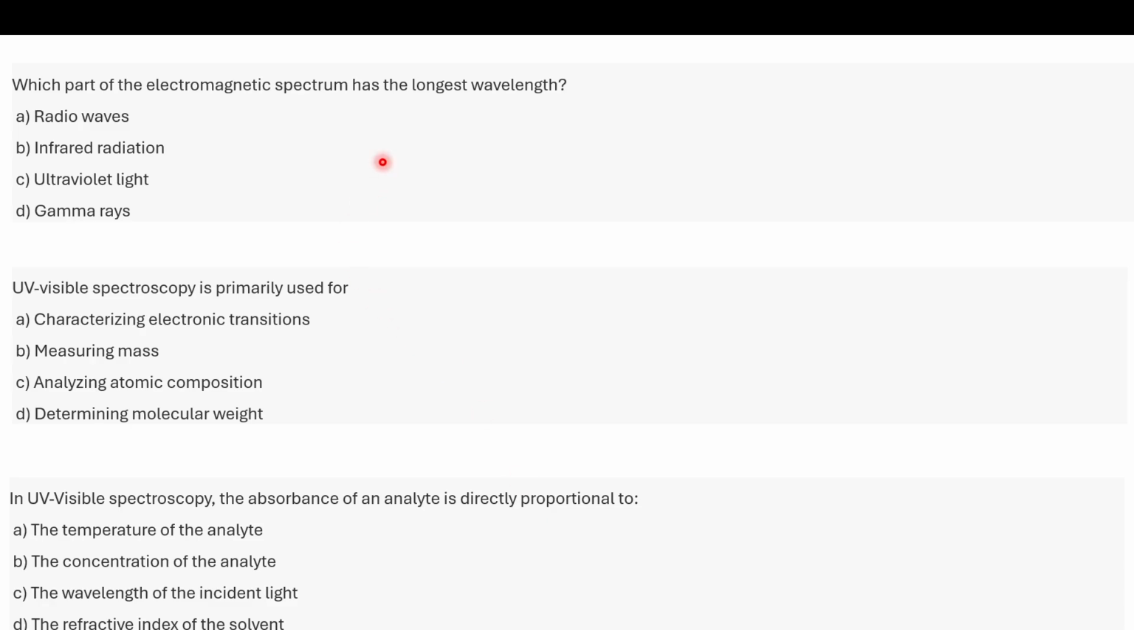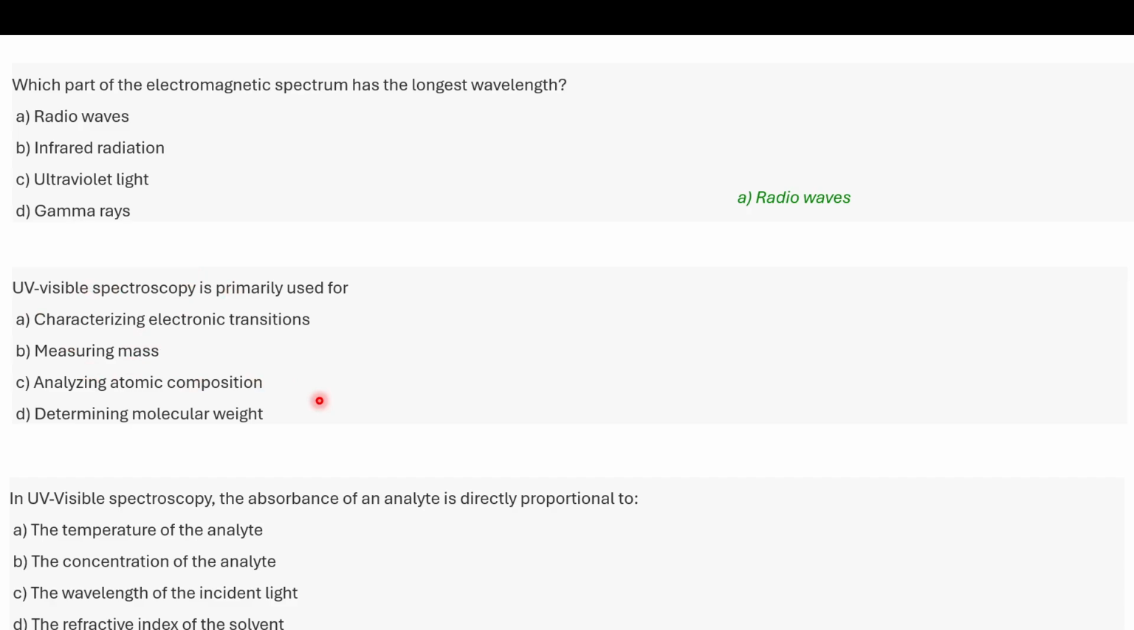Now let's look at some of the questions. Which part of the electromagnetic spectrum has the longest wavelength? Longest wavelength means it has the least amount of energy or least frequency. So that will be radio waves. Next, UV visible spectroscopy is primarily used for what?